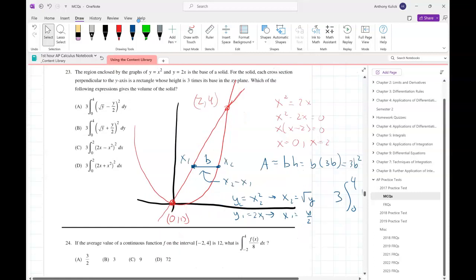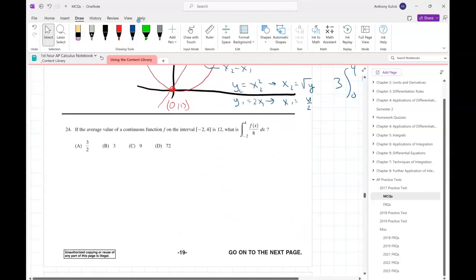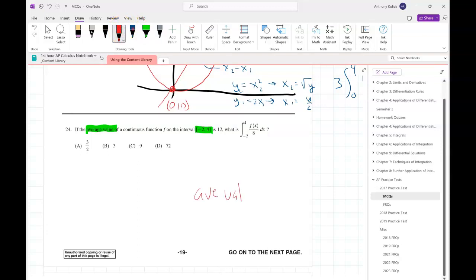Okay. 24. Lots of us got it right, but there were a lot of guesses on this one as well. So this was another one where we made lots of guesses. Average value on an interval. That's a formula: 1 over b minus a, integral from a to b.